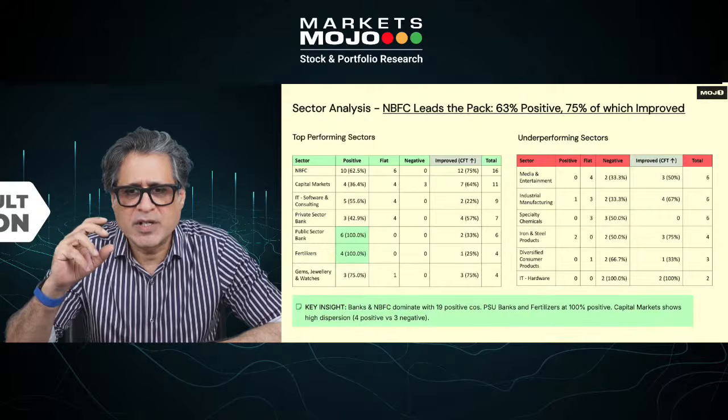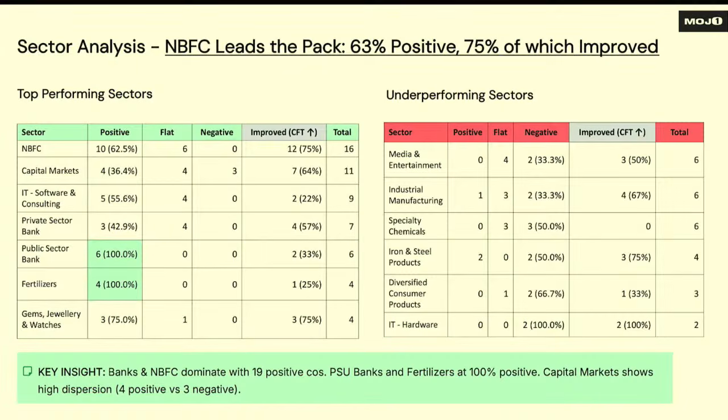So if I can have the big screen. If you look at NBFC, 75% of the companies actually improved. Whatever grade they were in last time, they actually improved. So that gives an added edge. But if you look at public sector banks, only 2 companies improved. They were already positive, and only 2 companies improved.